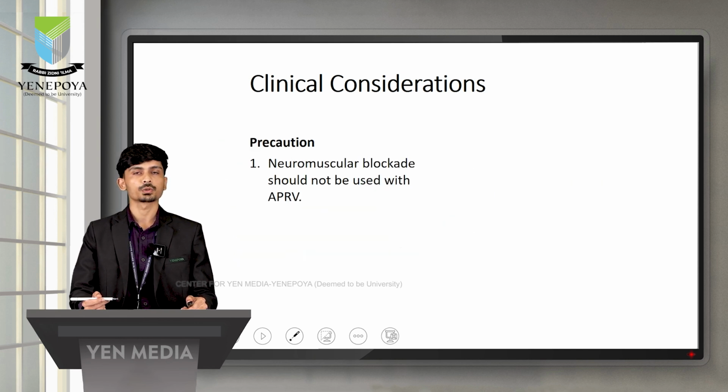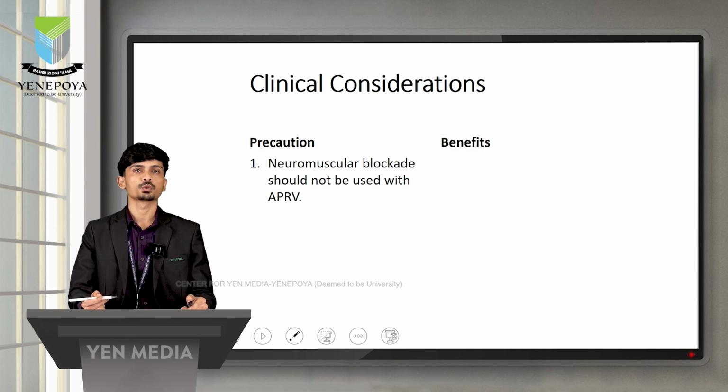Precautions. So what should be the precaution that you need to take before starting a patient on this mode? You have to make sure that the patient is not receiving any neuromuscular blockade agents or any sedative agents, because it will hinder the patient's spontaneous efforts and the patient will not be able to spontaneously breathe. So we will learn in upcoming slides why it is important for the patient to have spontaneous breathing efforts.